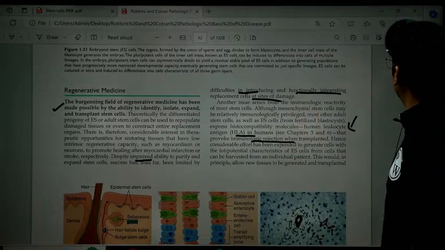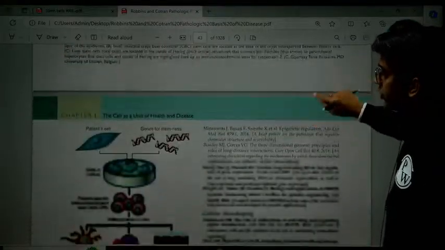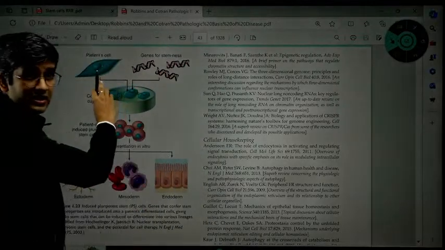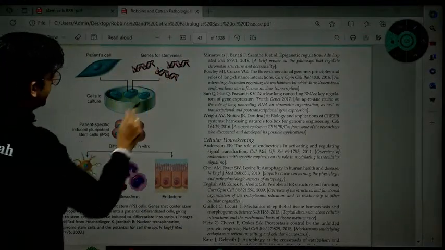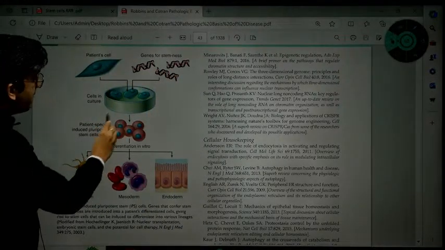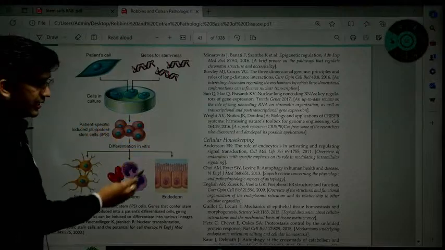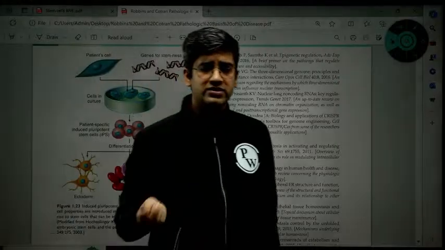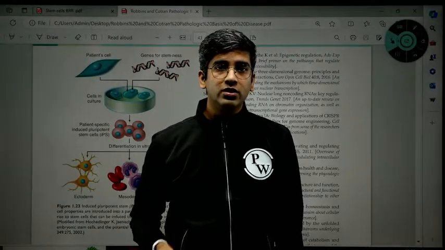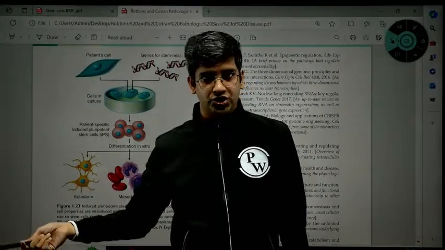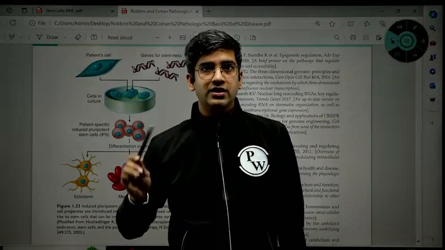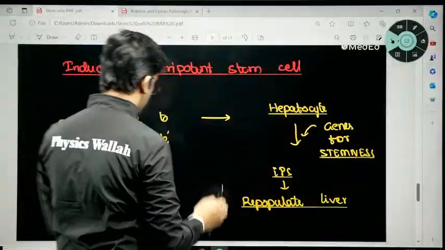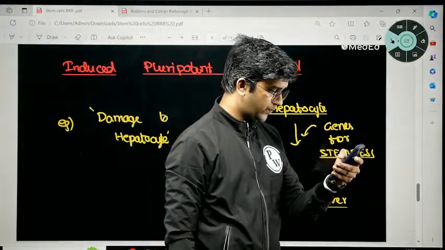This rejection we have taken care of. That's where, if you go to the next image, it will be written. You have a patient cell, an adult cell, you take the genes for stemness, culture in the lab, make an induced pluripotent stem cell, and then you can do whatever you want, right? So induced pluripotent stem cells, or iPSCs, are very, very good, which will help to avoid rejection. But still, the location and integrating the functionality is still a problem in stem cell therapy, fine? So that's about stem cells. Any doubts? Let me know.